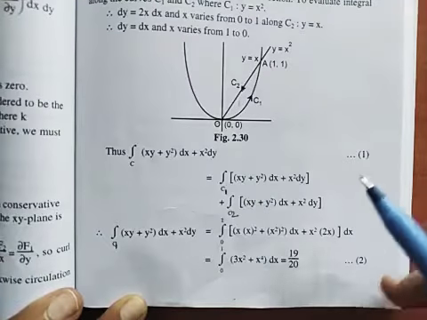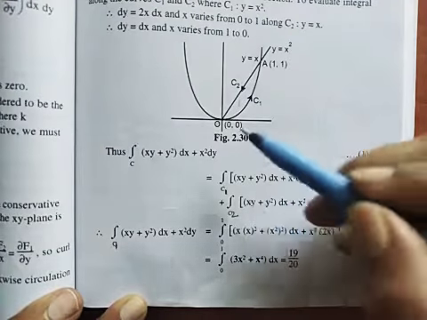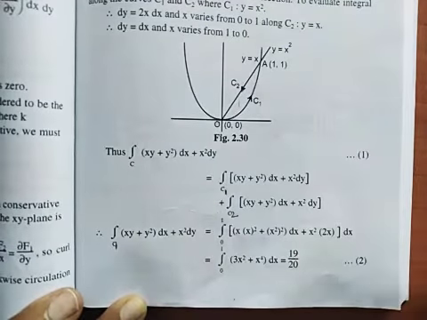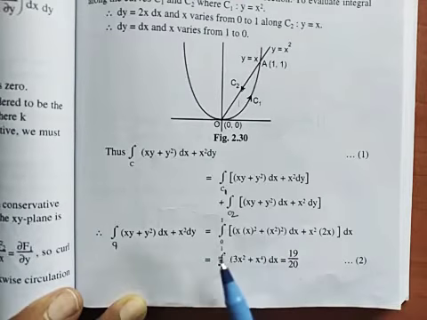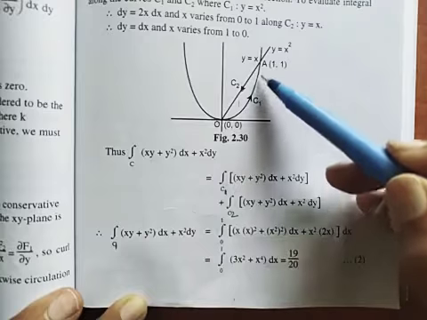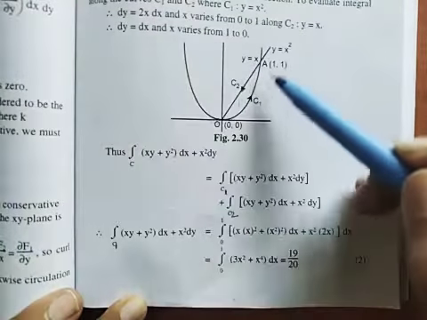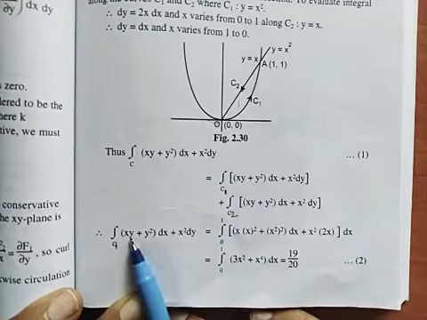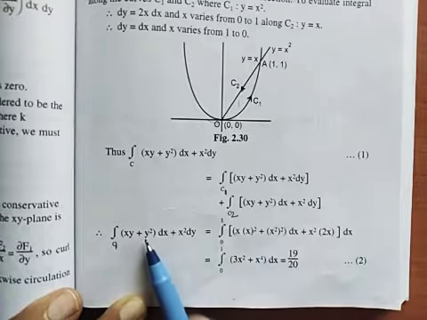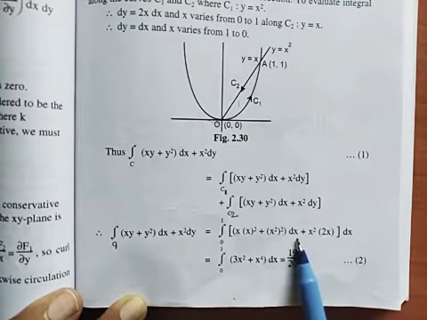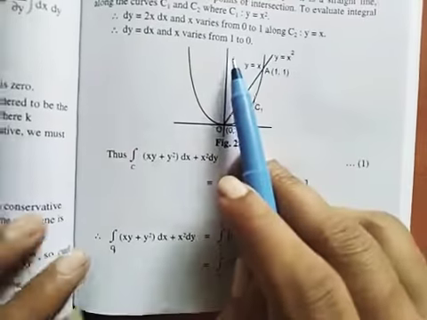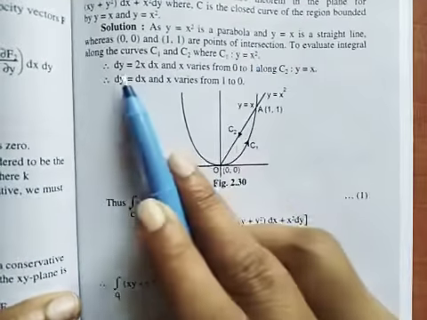Let us find them one by one. We first find the integral over C1, then the integral over C2, and add them. C1 has the equation y = x², so we substitute y = x². This gives (x·x² + x⁴) dx + x² dy. Since y = x², dy will be 2x dx.